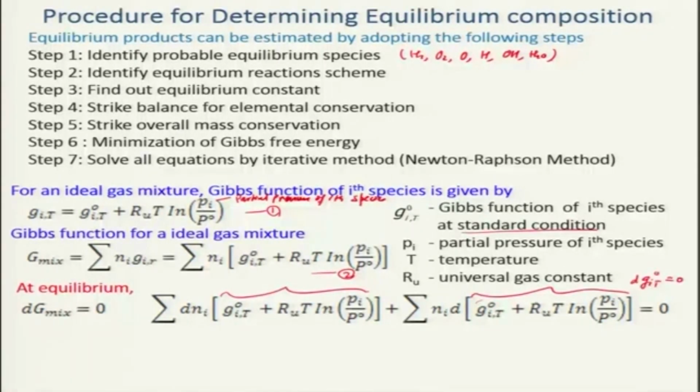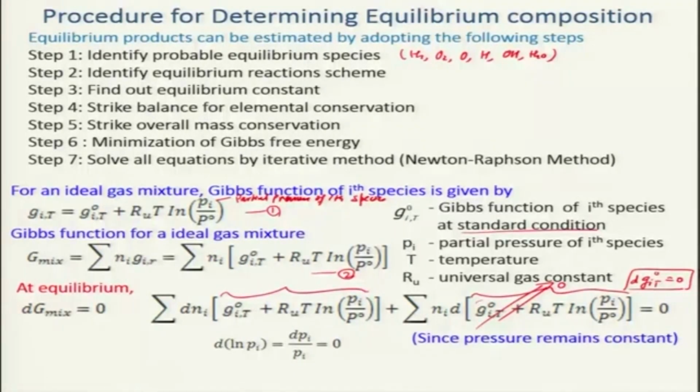T naught will be 0, so this term will be 0. And you will also find that the change in ln Pi is equal to dPi by Pi, which is equal to 0, so this term will also be 0. That means since pressure remains constant, the change in the partial pressure of species i will be 0, and then dG of the mixture will be nothing but the summation of the change in the number of moles of species times the Gibbs function, and this is equal to 0.